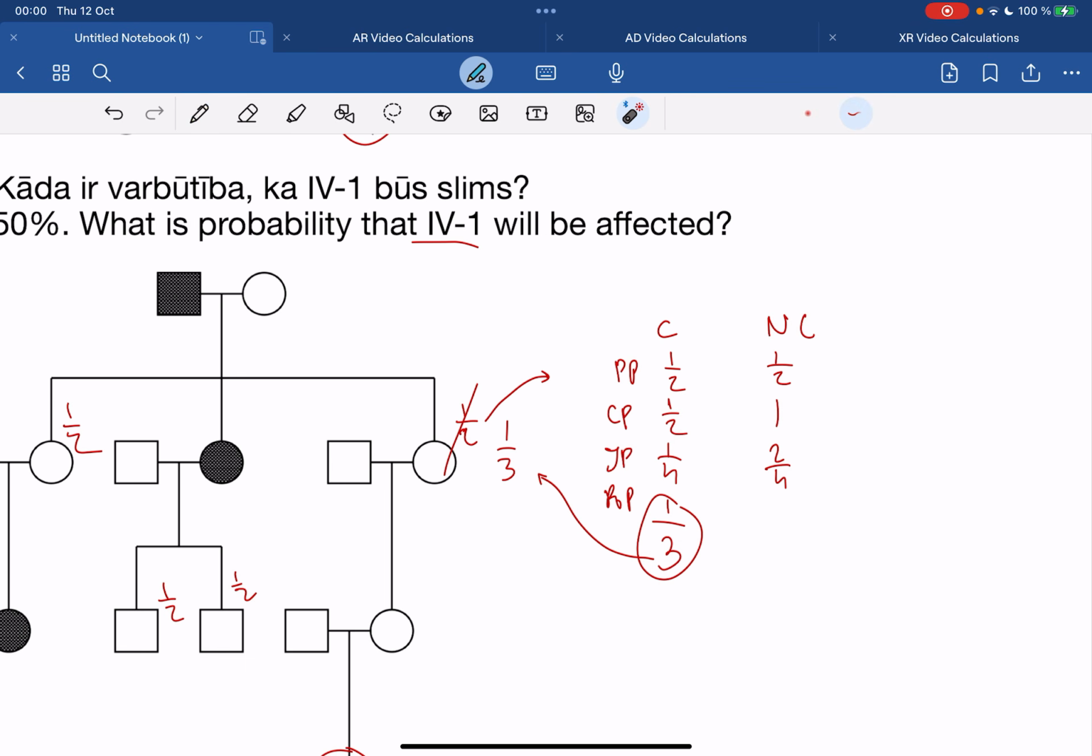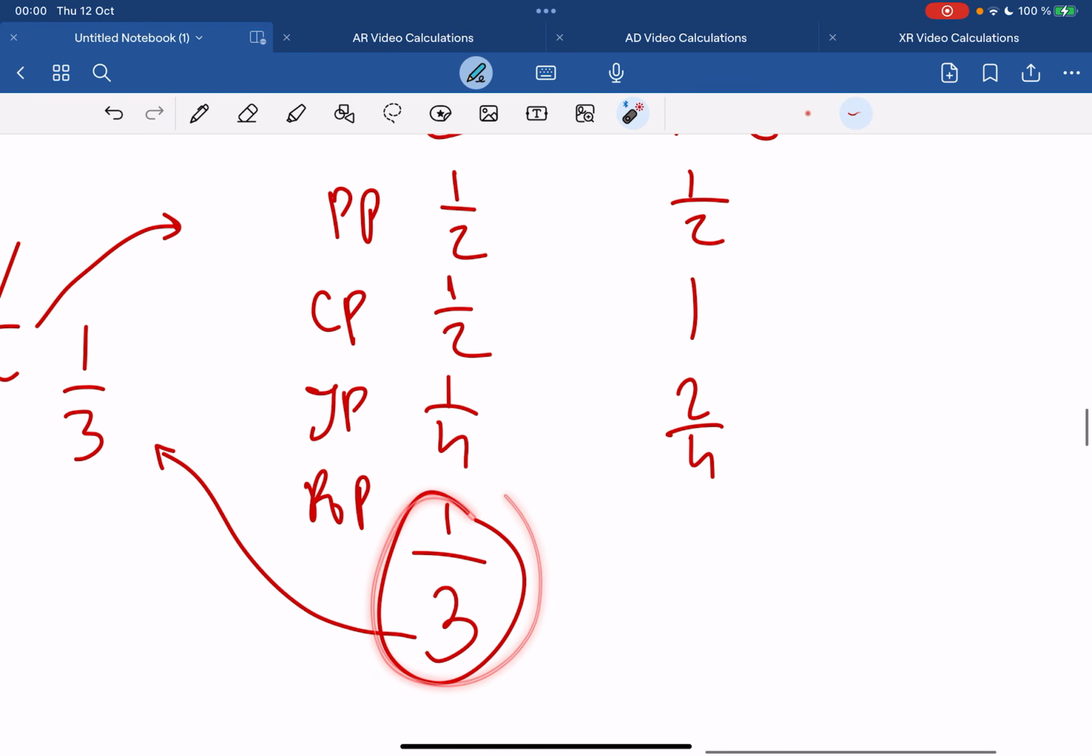Okay, sorry if that went too quick, but here I just took this one on the top, and then on the bottom I took this plus this.